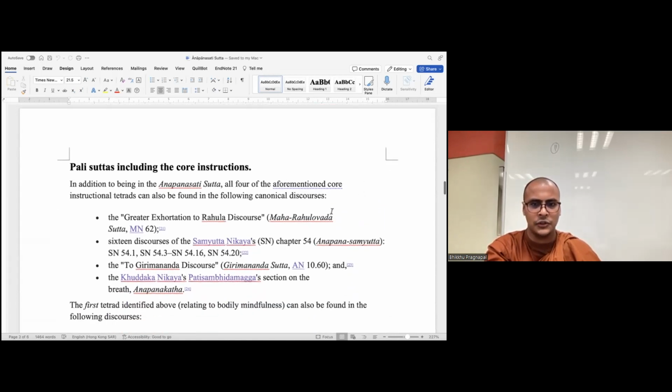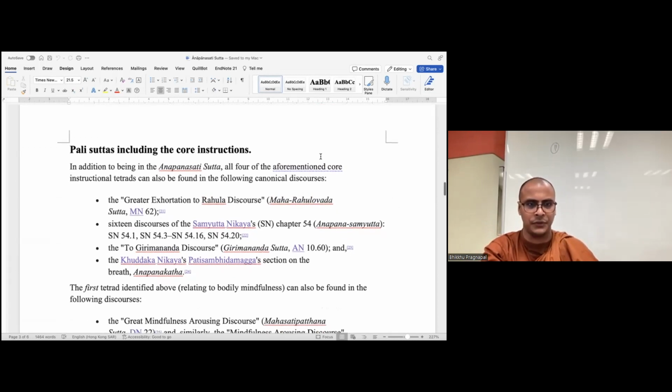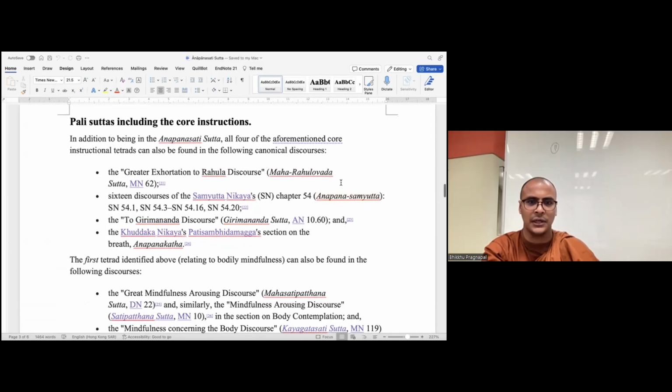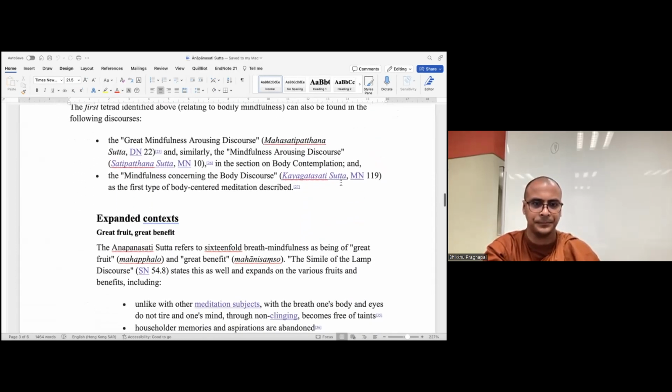I have also selected some material for you. I will send this to you and you can read about it, because after talking about the two aspects, we will practice, then we will discuss. That's why I want to finish this one today. In addition, these are some suttas that you can refer to and study more about the Anapanasati meditation methods.